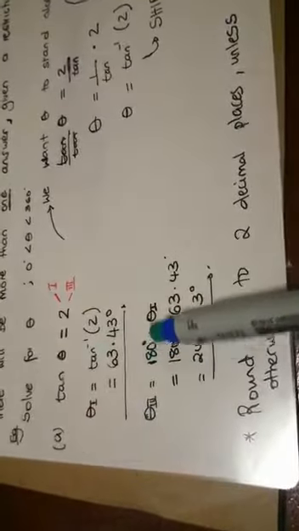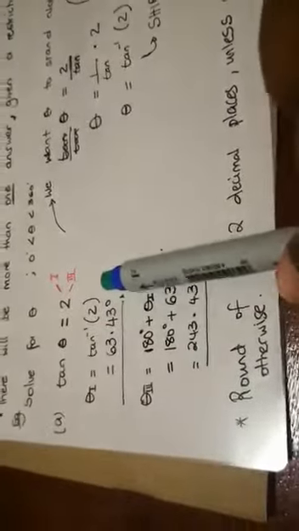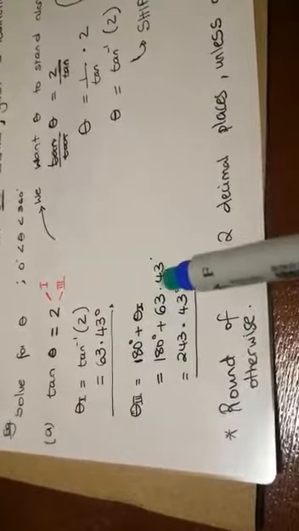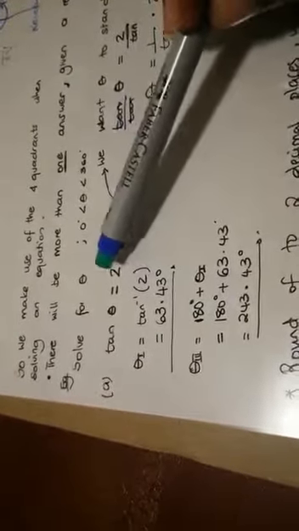is going to be 180 plus theta 1, which is the angle that we found in the first quadrant. Then you say 180 plus 63.43, which gives you 243. So that means if I put this in my calculator, it's going to give me 2.